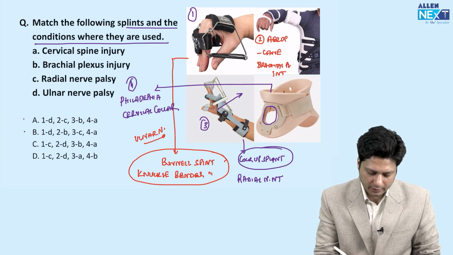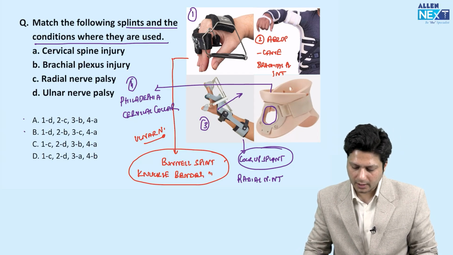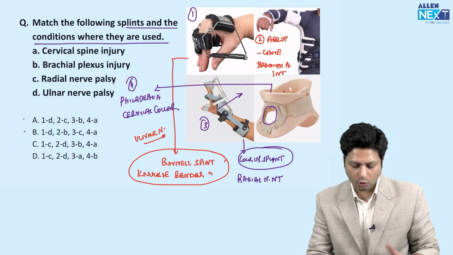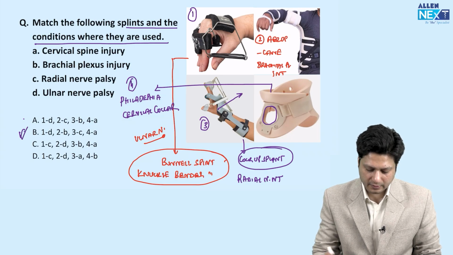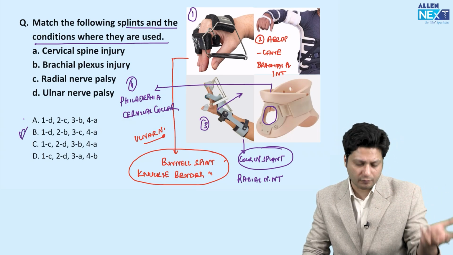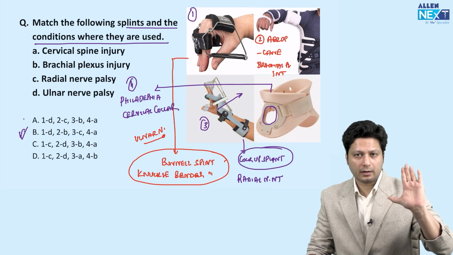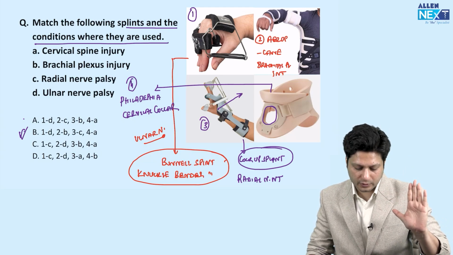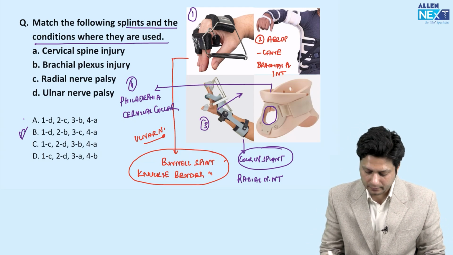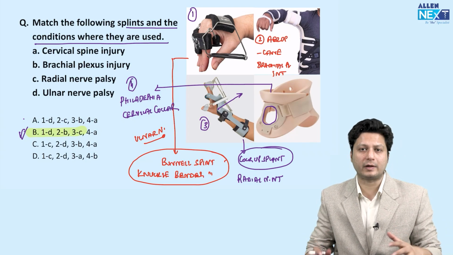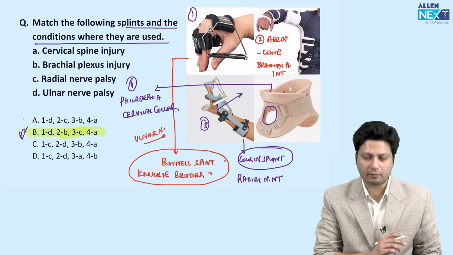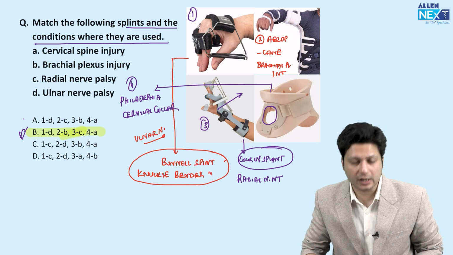So either this one or this one is the answer for this particular question. Now 2 is the aeroplane splint, which goes in favor of brachial plexus injury. So possibly B is the answer for this question. Now you have to further confirm it. Like 3 is the wrist drop splint or cock-up splint, which goes in favor of radial nerve injury. So here also it is correct till this point. And 4A, simple, the fourth one is the Philadelphia cervical collar, which goes in favor of cervical spine injury.